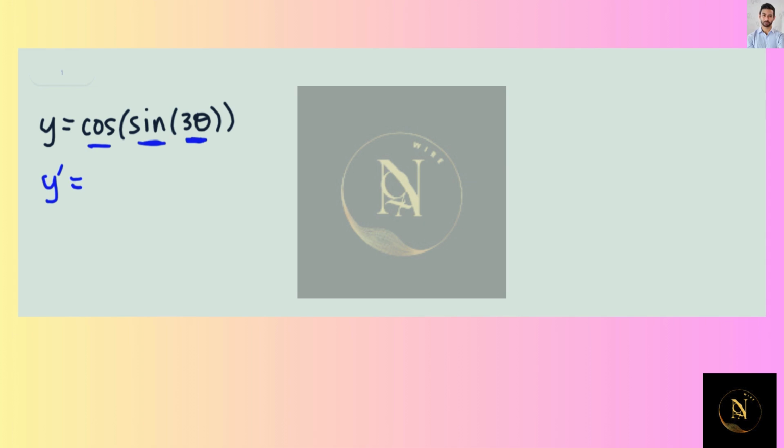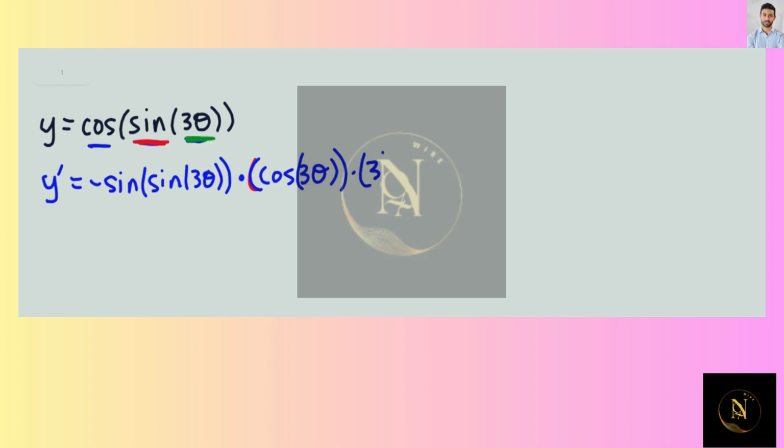The derivative of the outside is the derivative of cosine, which is negative sine. So we have negative sine of 3 theta. Now we take the derivative of the next layer, which, remember, was sine, and the derivative of sine is cosine, so we have the cosine of 3 theta. Now we take the derivative of the next layer, 3 theta, and its derivative is 3. Okay, we can clean this up a little bit.